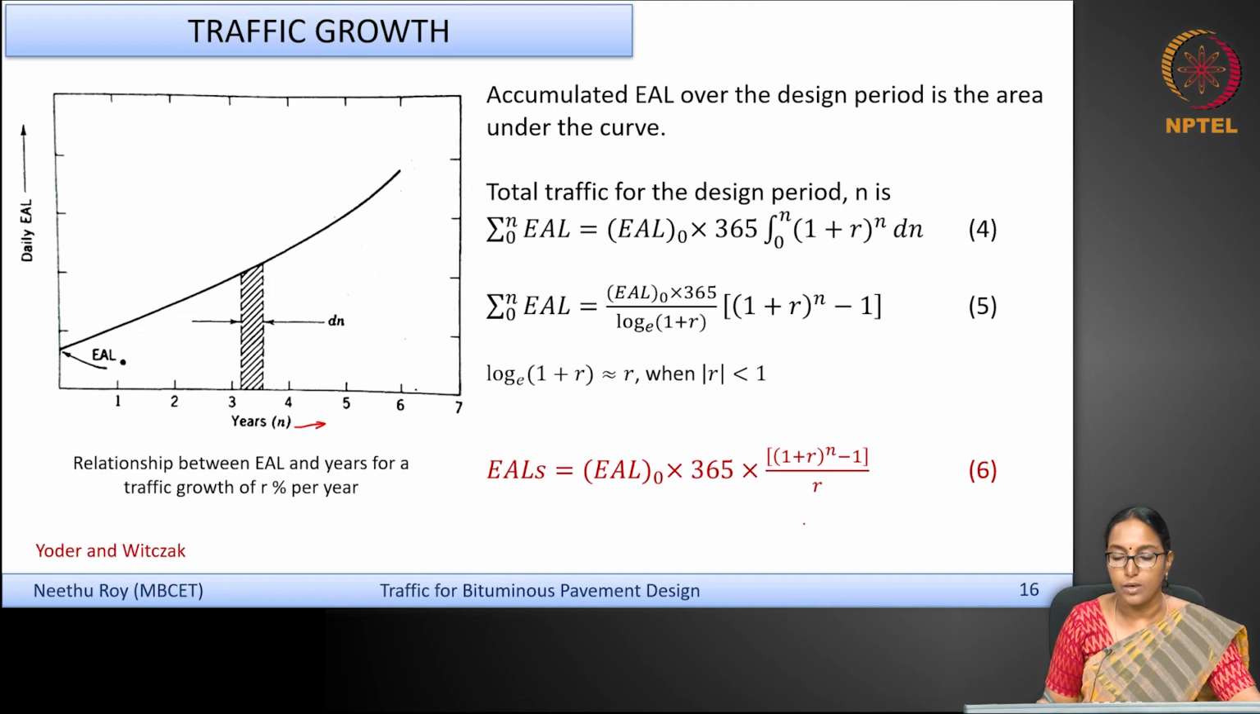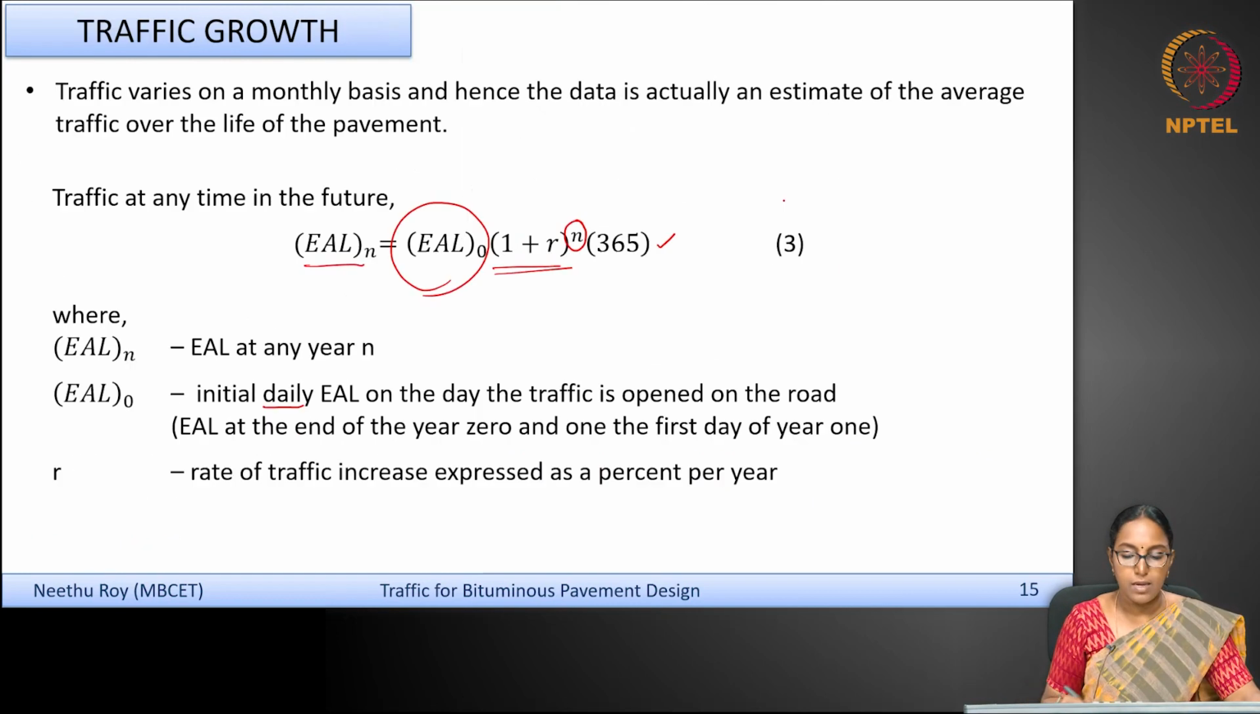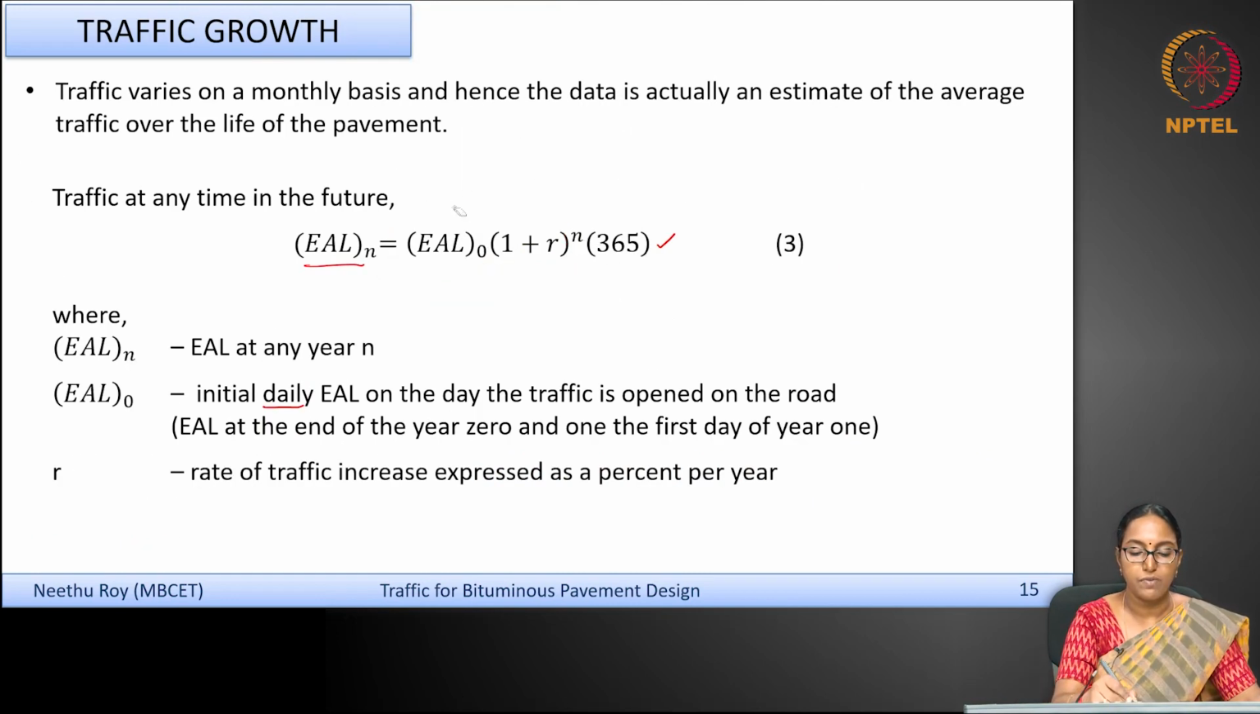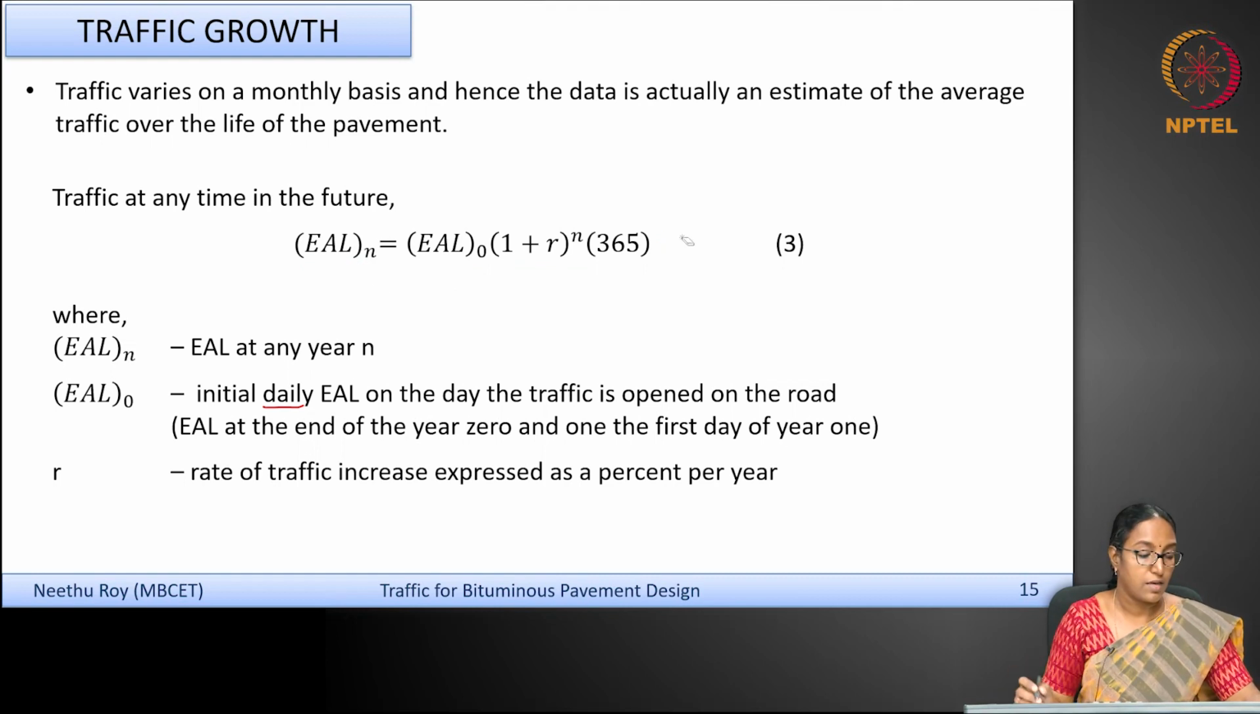We can first of all find out what is the total traffic for this n years from this graph. So what you have to do is that you have to integrate the value from the 0th year to the nth year to find the total traffic. Okay, so as you can see, it is written here in expression 4. The total traffic from the 0th year to the nth year is given by an integral 0 to n of this expression, which is used to predict the traffic at any future date.